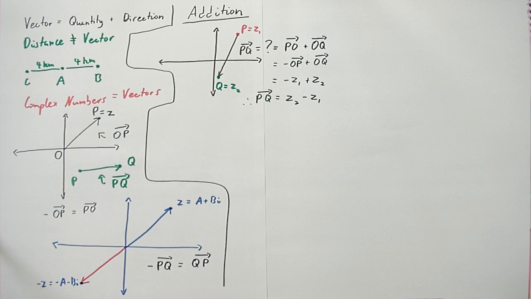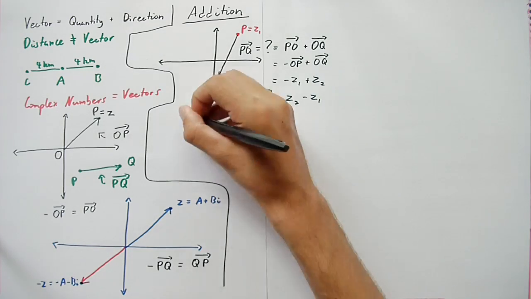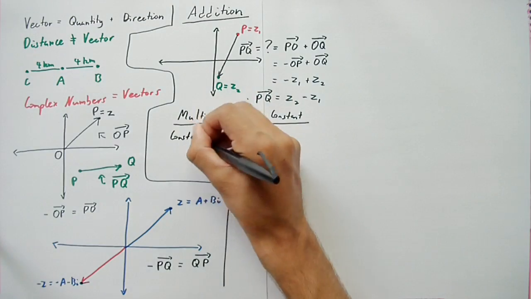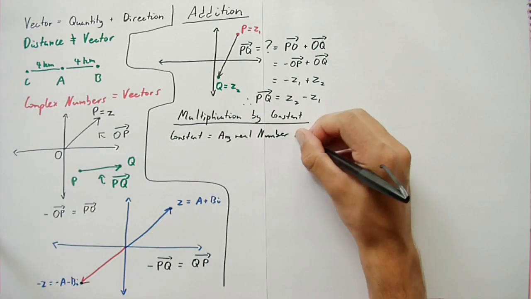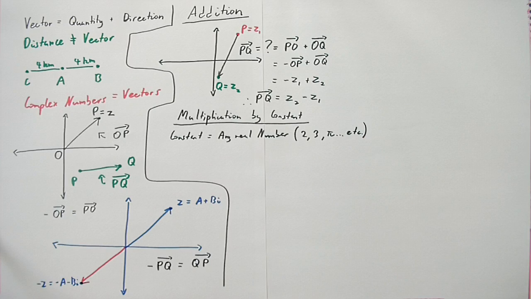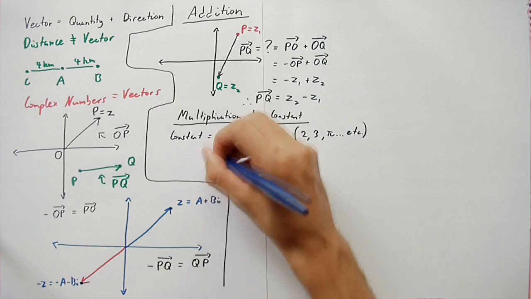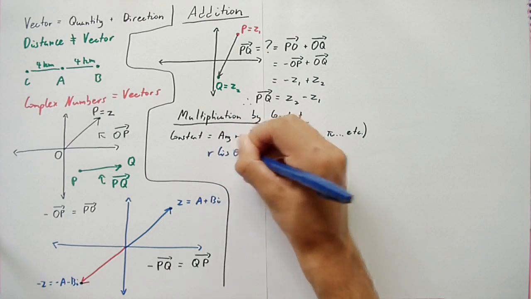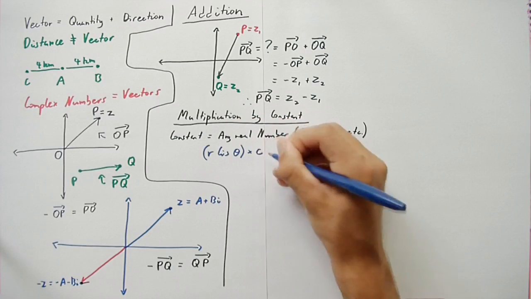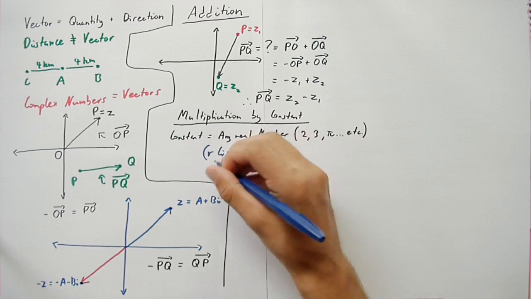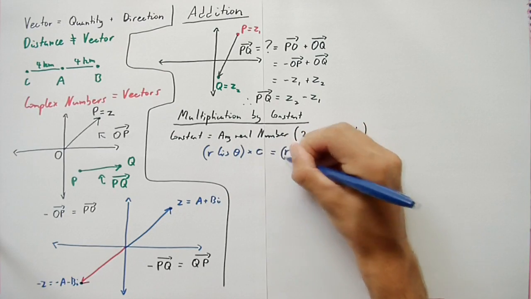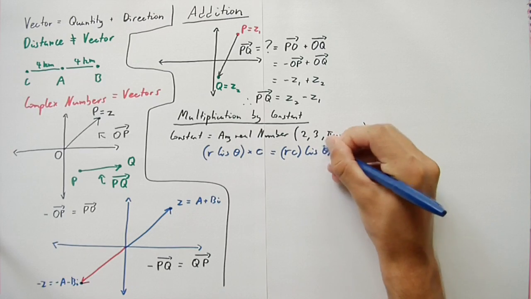Now what about multiplication? Well, let's say we want to multiply by a constant real number, like 2, 3, pi, etc. Now recall that multiplication was super easy when we had our complex numbers in polar form. So let's go ahead and change them into that. So let's say I have a complex number in polar form r cis theta, and now I'm going to multiply it by a constant which I'll call c. And so that's just going to be equal to r times c, cis of theta.